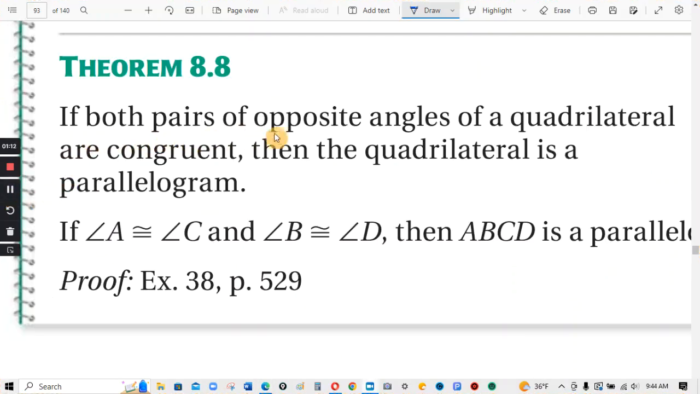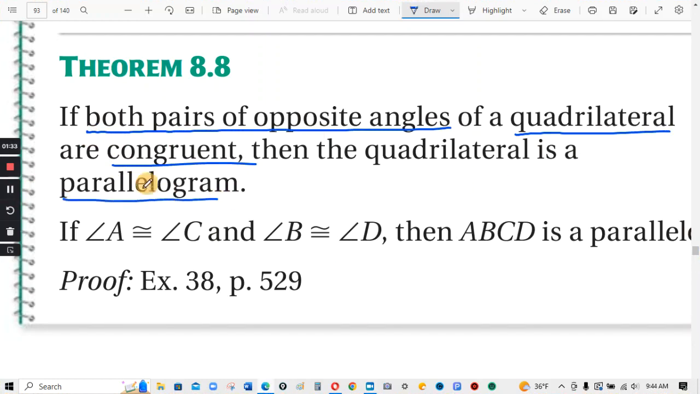If both pairs of opposite angles of a quadrilateral are congruent, then the quadrilateral is a parallelogram. Once again, you need to start with a quadrilateral and then try to prove both pairs of opposite angles congruent. If you can do that, then you have a parallelogram.